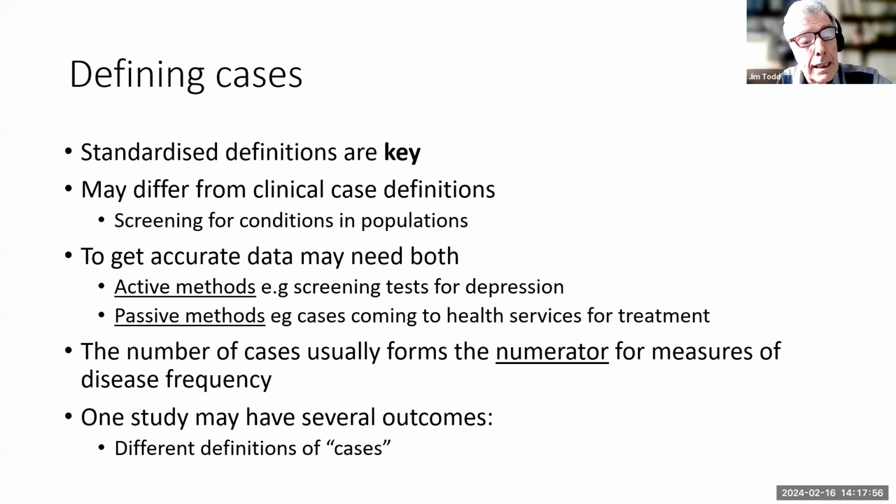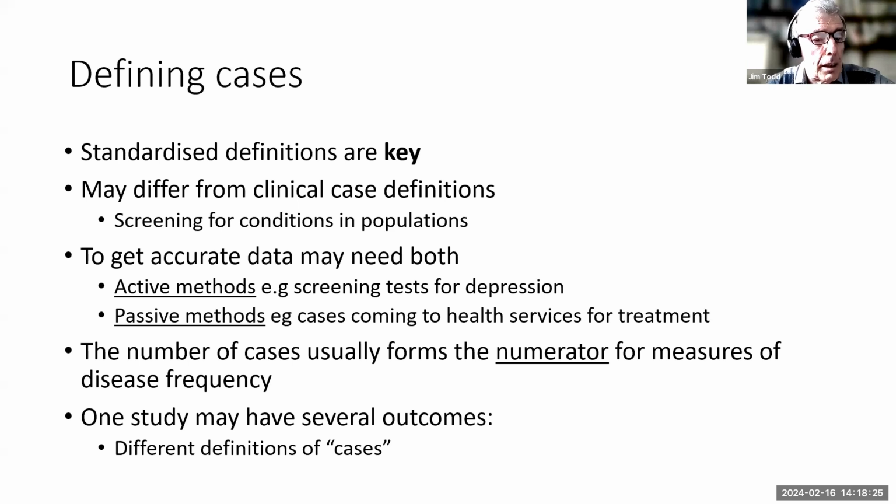You might then say, well, we're not going to have active methods. We're going to stay in the health center. We're going to stay in the hospital, and we're going to see people who come into the health services for treatment. And then we're going to have that passive method for detection of cases. Now, both are very useful and objective ways of doing it, but you need to describe and say which one you're going to be using before you can do your epidemiological research.